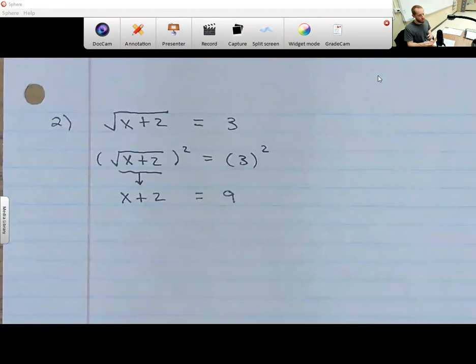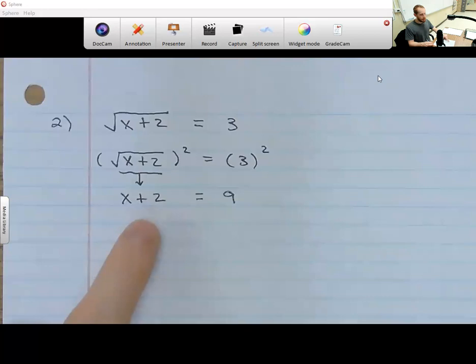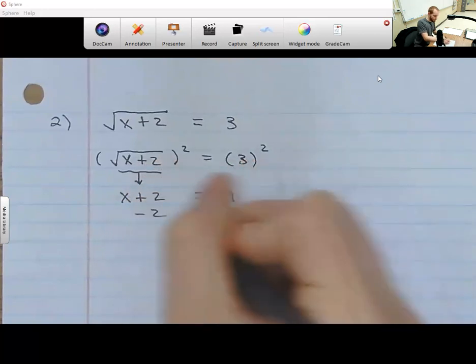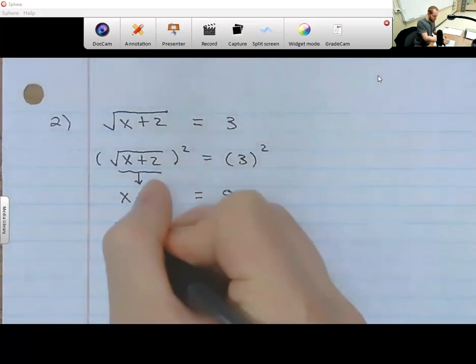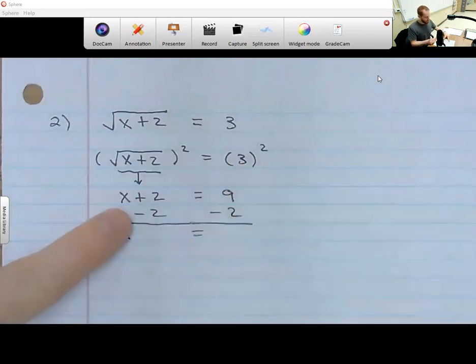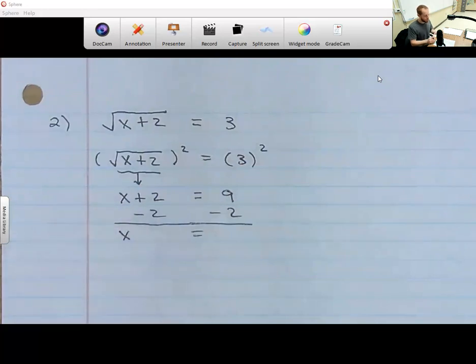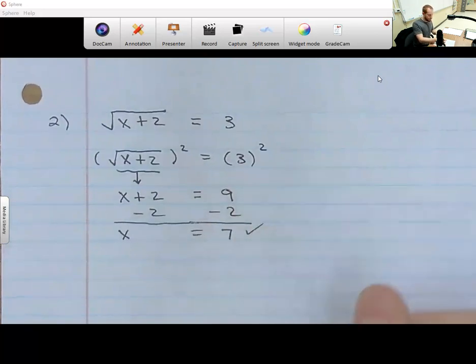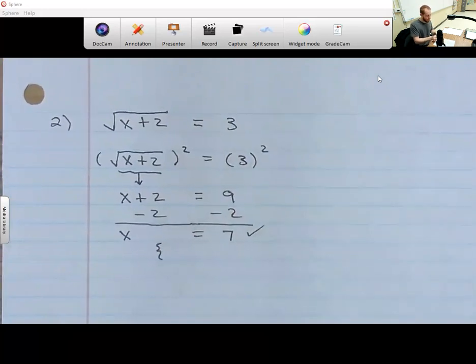Okay. So now to get x by itself, I've got to get rid of this plus 2. How am I going to get rid of this plus 2? Well, I'm going to subtract 2 on both sides. So when I subtract 2, what answer do I get? The positive 2 and the negative 2 cancel each other out, so I don't have to worry about that. But on the other side, I have 9 minus 2, and that's going to give me 7. Good. So when I write my solution set, I just put the 7 in there, and I'm done.